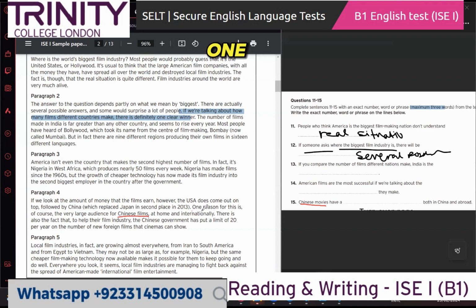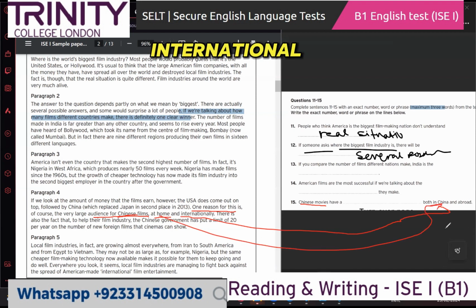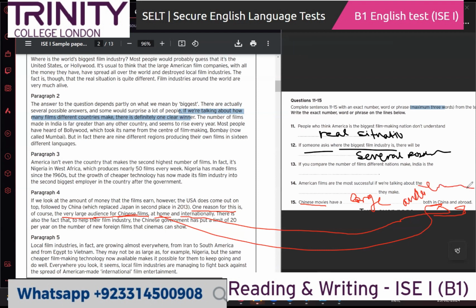One reason for this is, of course, they have a large audience for Chinese films at home and internationally. At home means in China, inside China. Internationally means abroad, outside. Chinese movies have a blank. Chinese movies have a large audience, right? Have a large audience. Understanding or not?